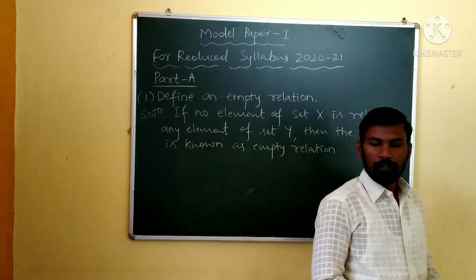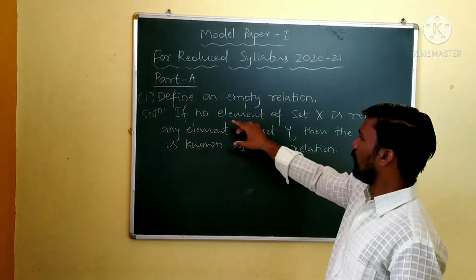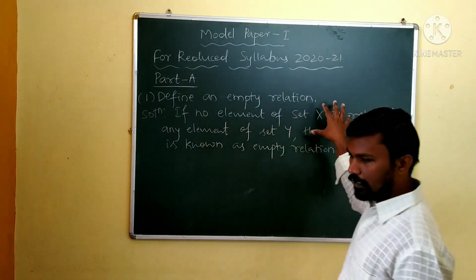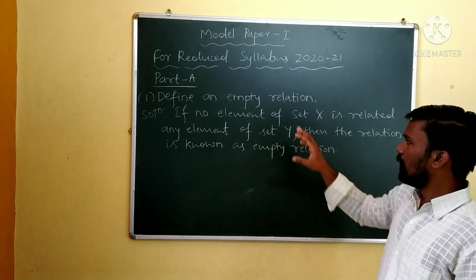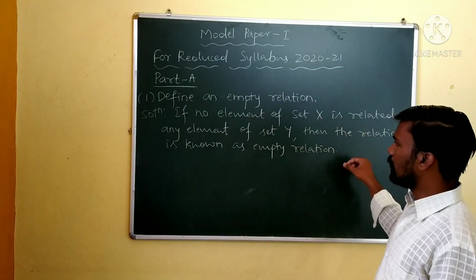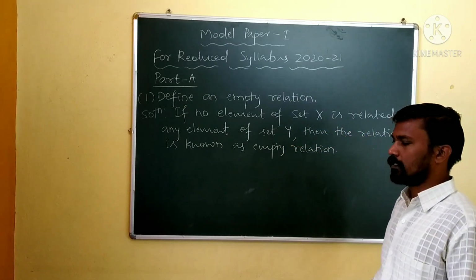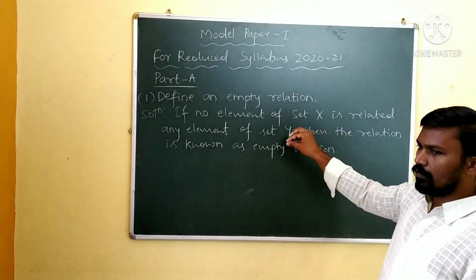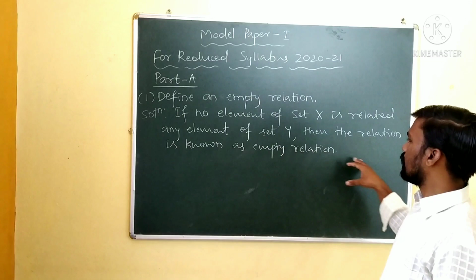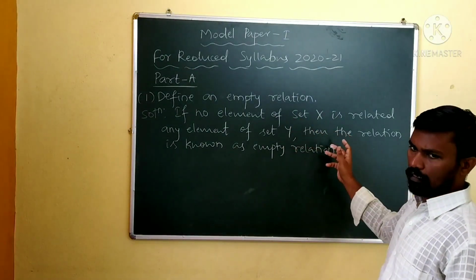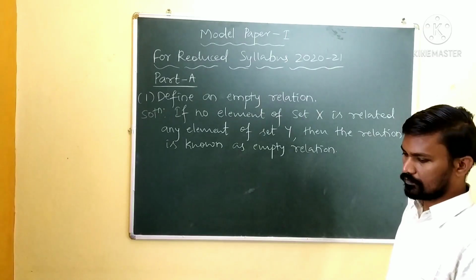So look at the definition. One more question: define empty relation. If no element of set A, or you can take X, Y, or B, you can take any two sets. If no element of set X is related to any element of set Y, then the relation is called an empty relation. No element in set X is related, that is connected, to any element in set Y. So that relation is called an empty relation.